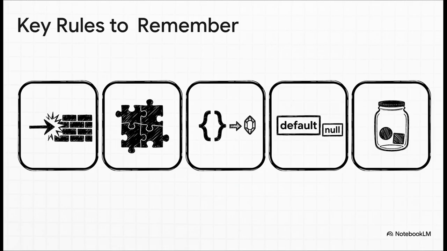Rule 1, arrow cases. They never fall through, period. Rule 2, switch expressions have to be exhaustive, and don't worry, the compiler will yell at you if they're not. Rule 3, need to return a value from a multi-line block? Use yield. Rule 4, and this one is super important, default does not cover null. You have to handle null with its own specific case null label. And finally, Rule 5, if you're using sealed types where the compiler knows every possible subclass, you often don't even need a default case. The compiler already knows you've covered everything.